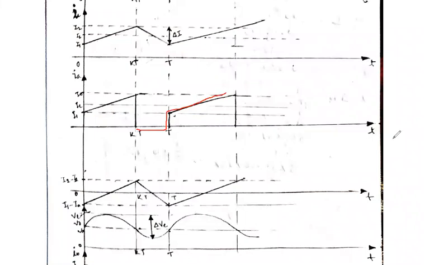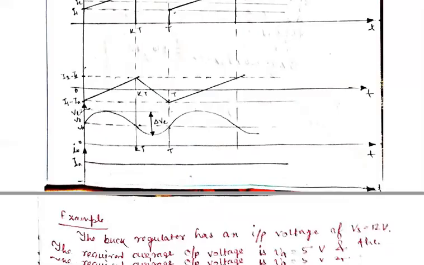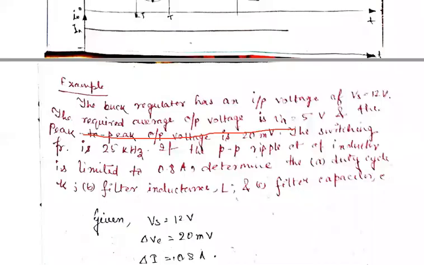Next is I2 minus Ia and I1 minus Ia. This is another graph, and after that we get the value of Vc. This is Vc, which is almost sinusoidal, and this is the output current Io, which is nothing but Ia. This is a continuous curve.